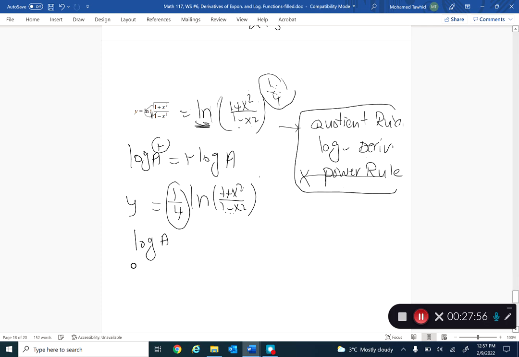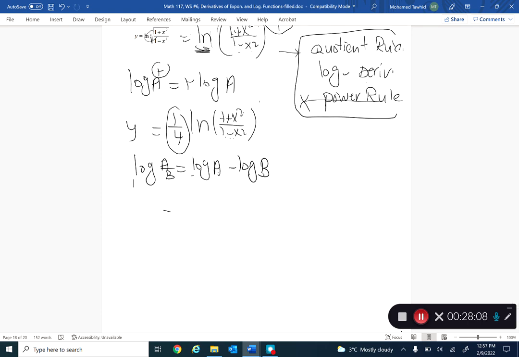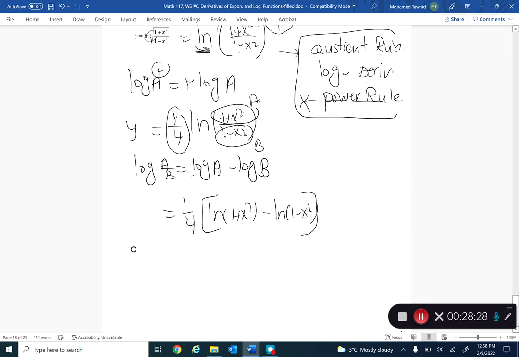If you have log a over b, it will be log a minus log b. Log a minus log b, right? So now 1 over 4, it's outside. 1 over 4, that's a number. What is inside? What is your a? Your a here is 1 plus x squared. What is your b? That is your b, 1 minus x squared. So you have 1 over 4 times ln(1 plus x squared) minus ln(1 minus x squared), that is your y.